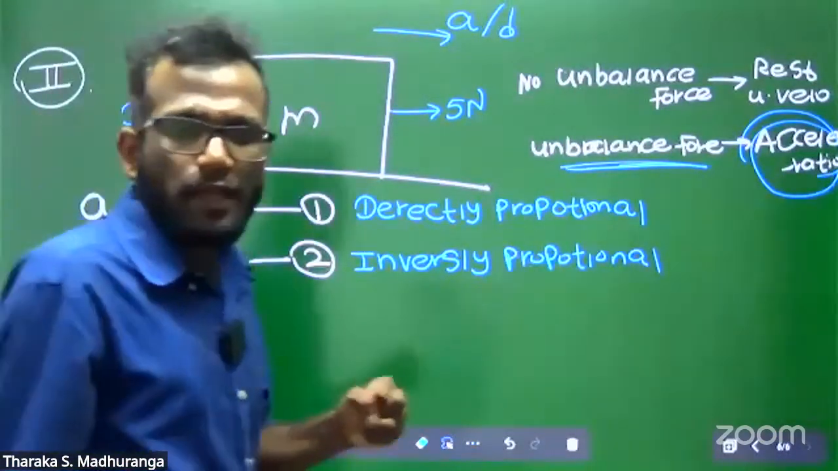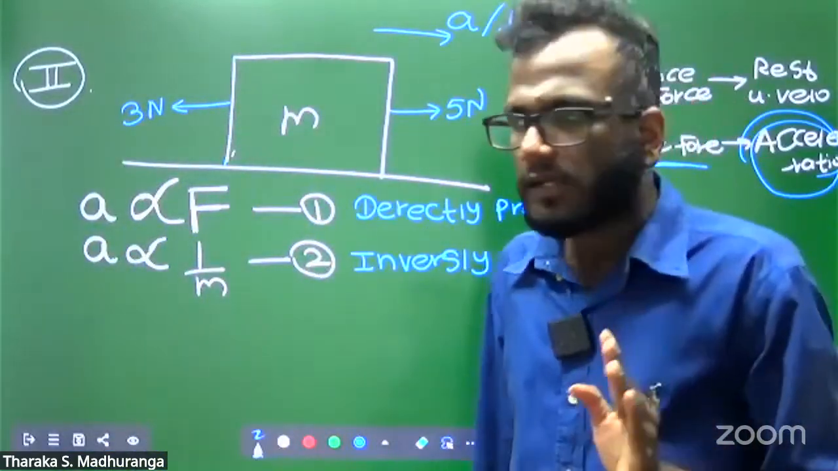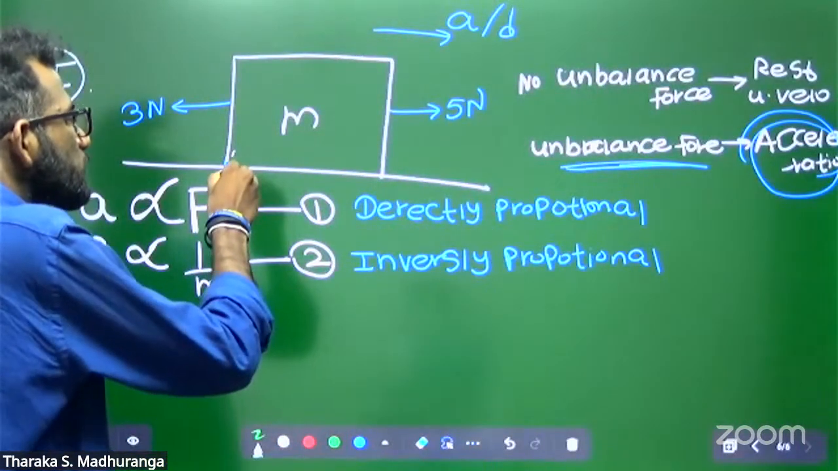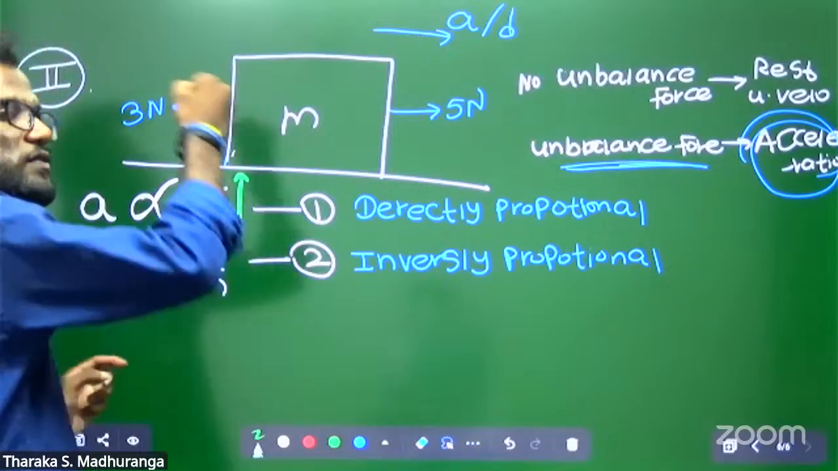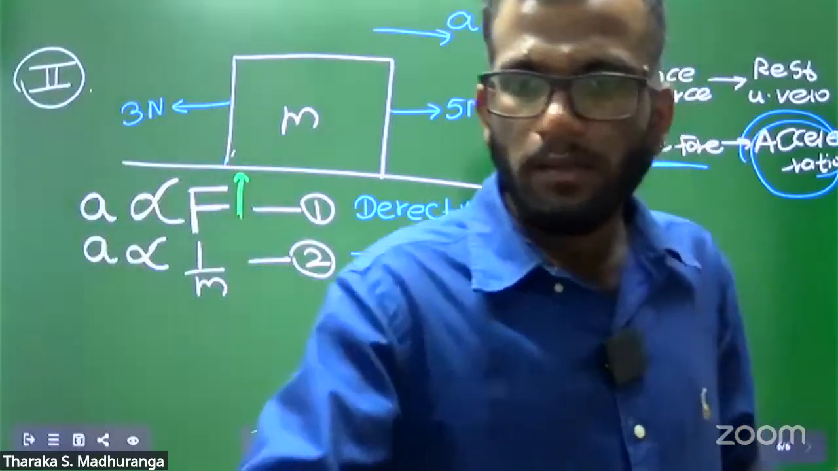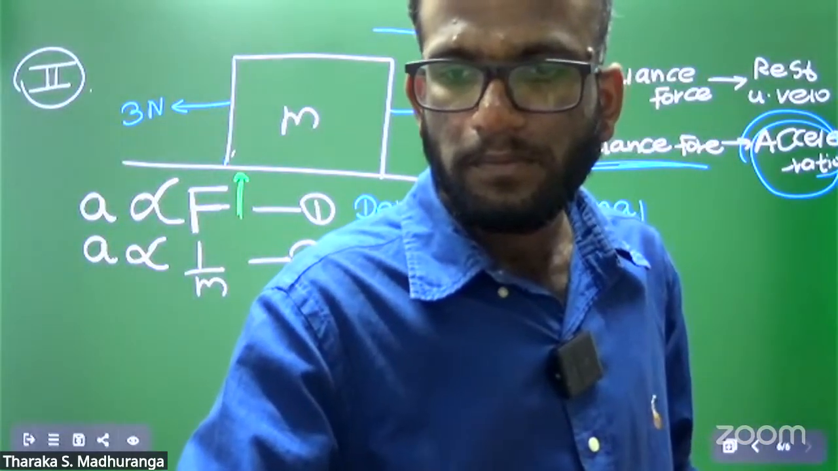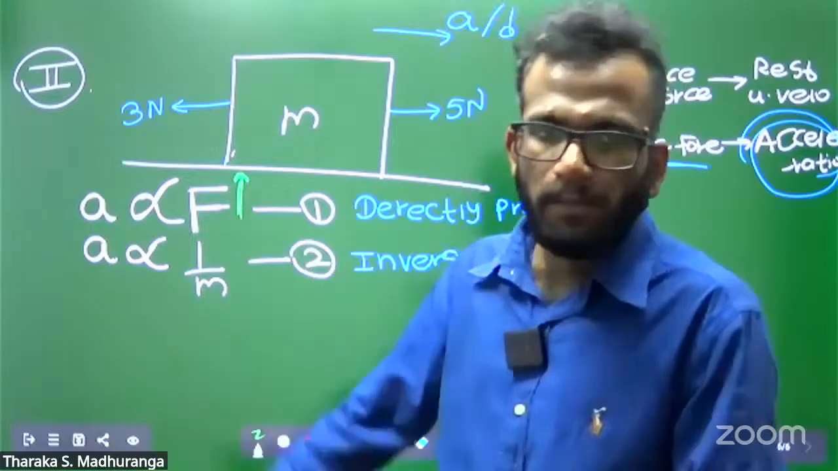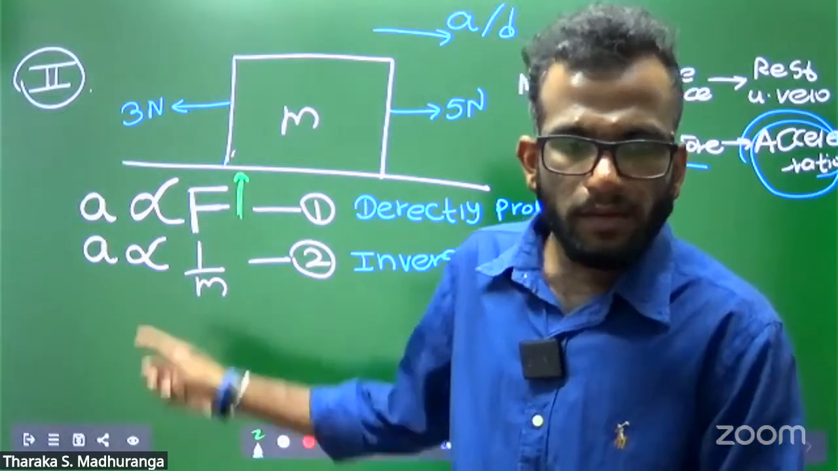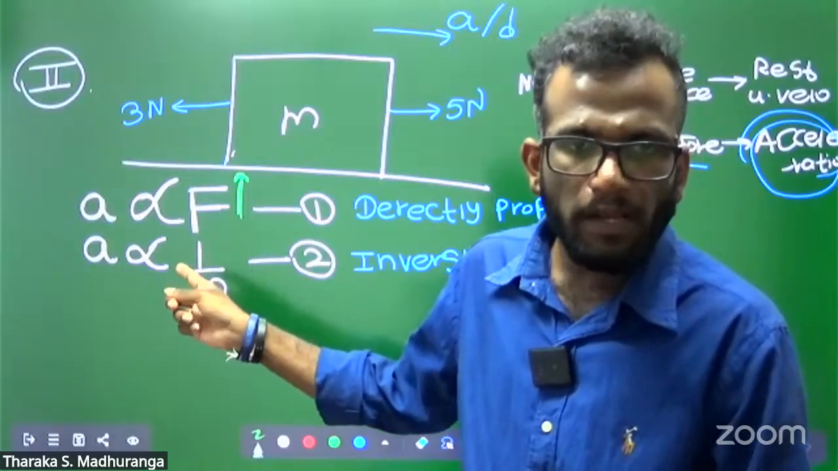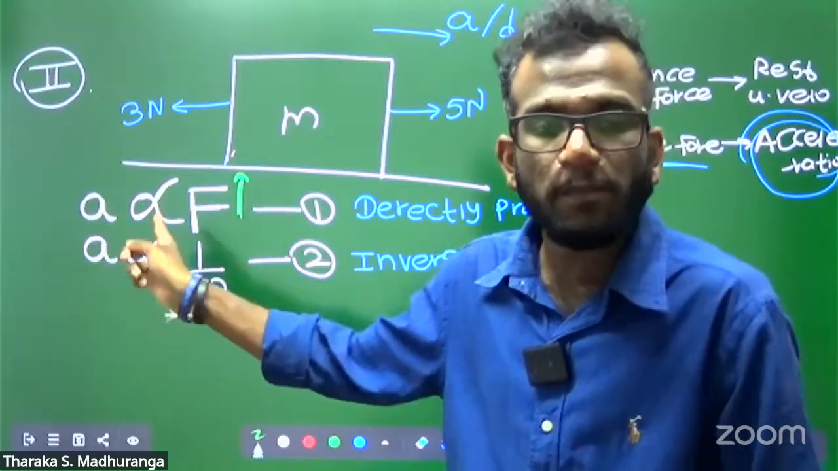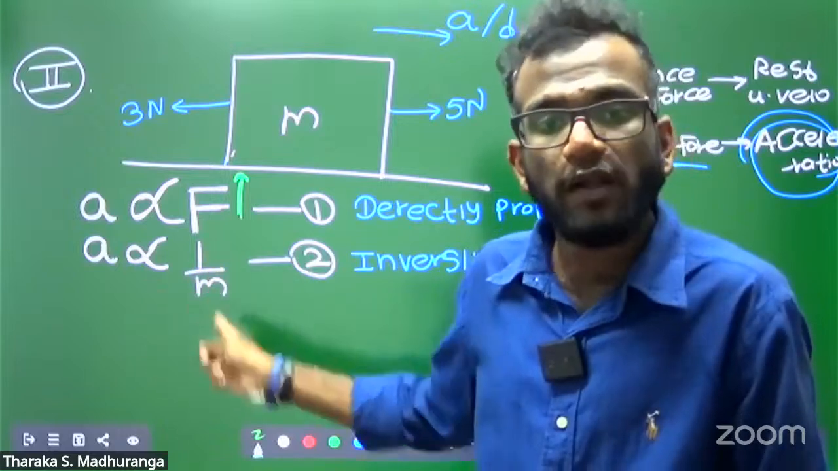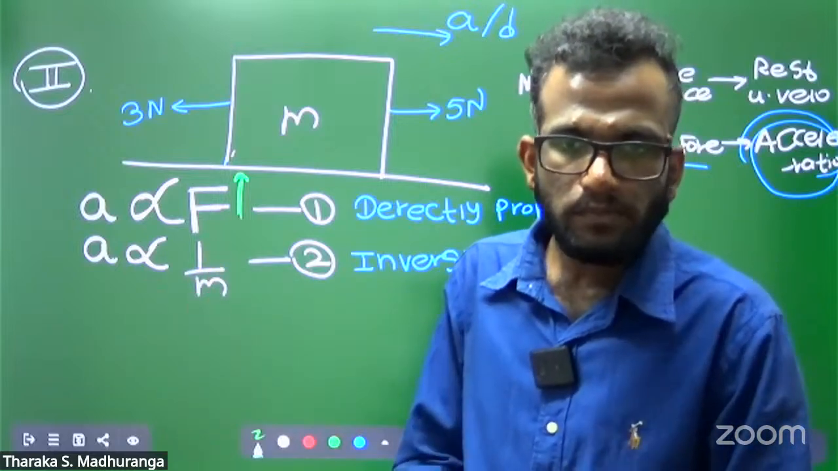Directly proportional means that when you increase the external unbalanced force, the acceleration also increases. This is the proportional mark. With F, the external unbalanced force, it is directly proportional. That's why A is proportional to F. But A inversely proportional means A is proportional to 1 over m. That's the meaning of inversely proportional.